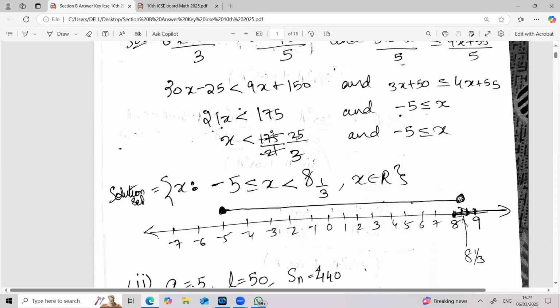Closed interval at minus 5, and between 8 and 9 try to make two more partitions so that you see three equal partitions. Keep a pointer at 8 1/3 and put an open interval there.